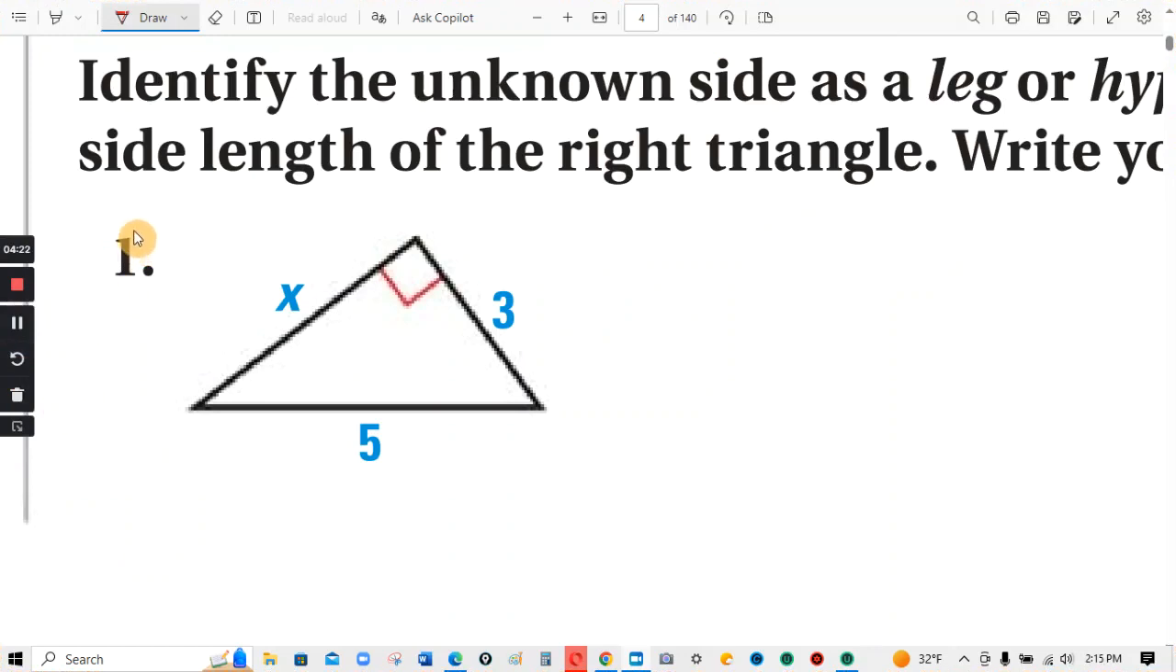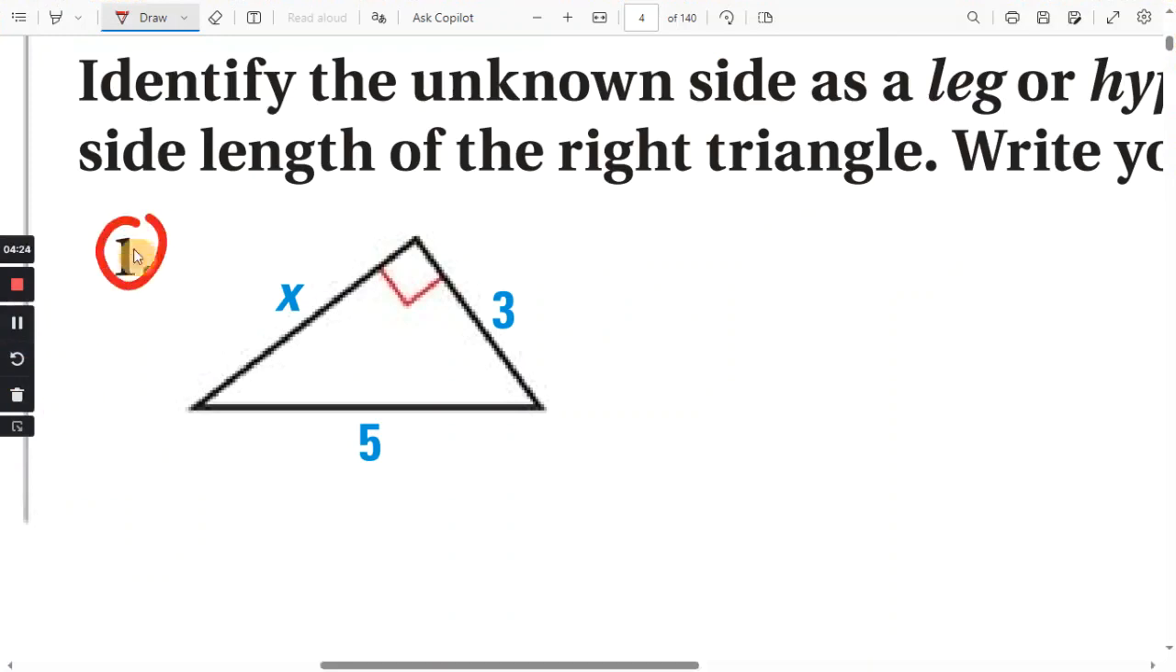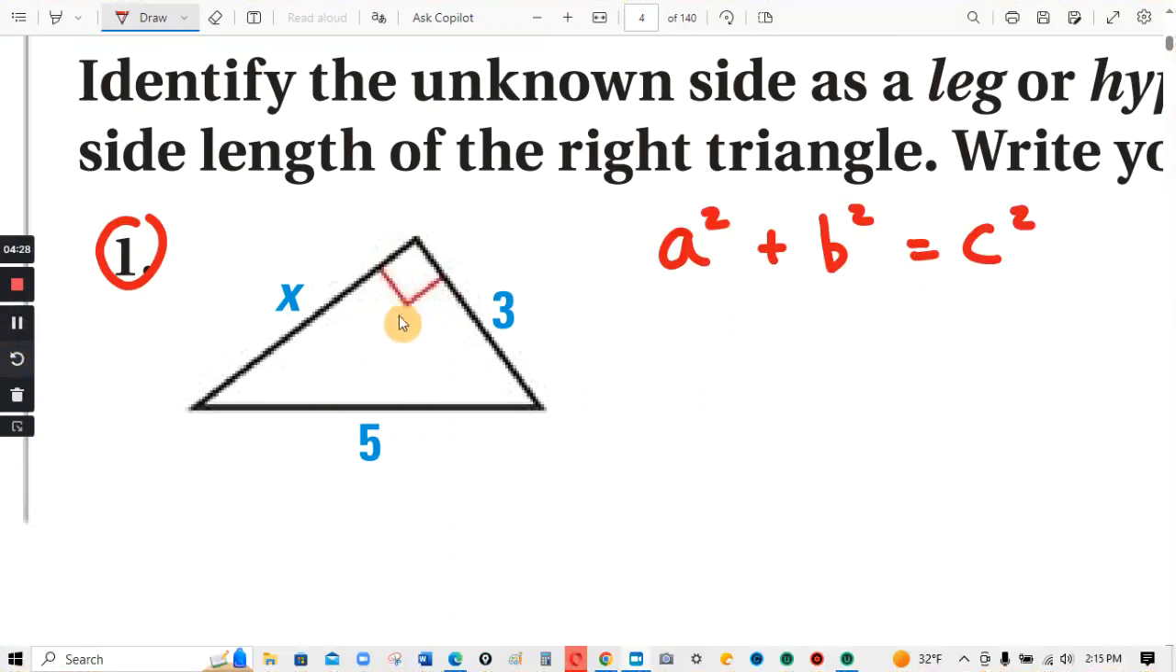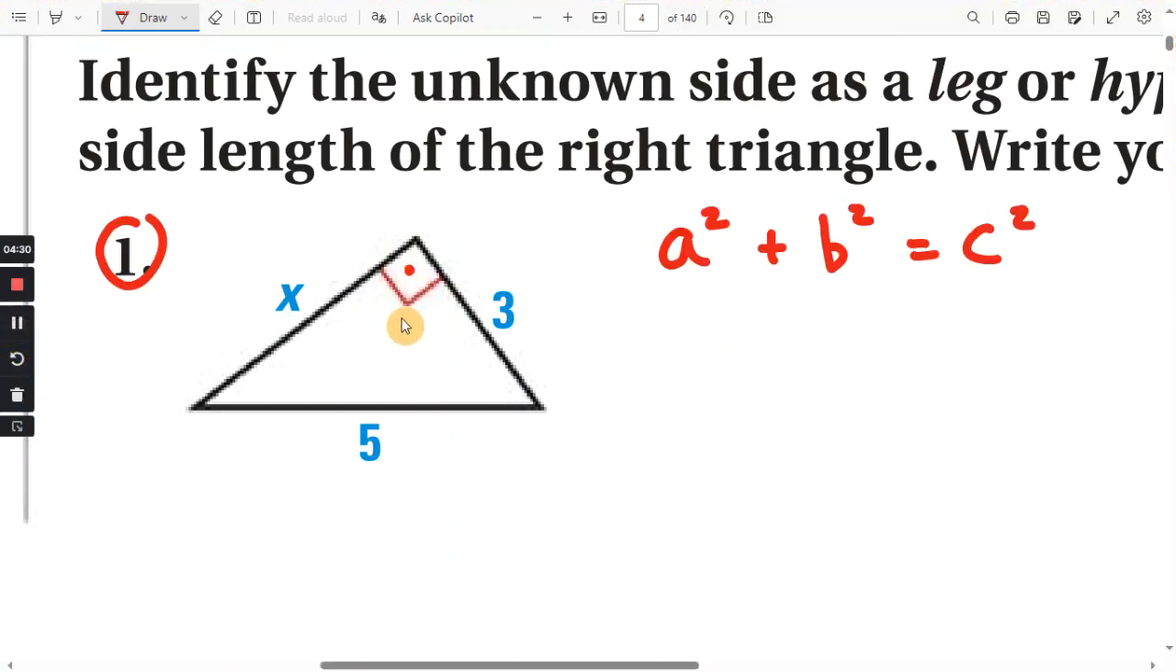All right, please pause and see if you can do number 1 real quick. It should be pretty simple. All right, we have our right angle. Across from the right angle, we have a side length of 5. That must be the value for c across from the right angle. So c squared is going to be 5 squared. The other two sides are a and b. It doesn't matter which is which. I'm going to let a equal x, and I will let 3 equal the b.